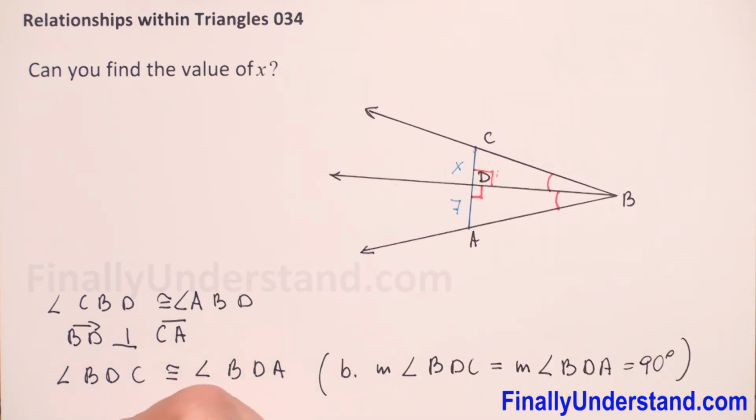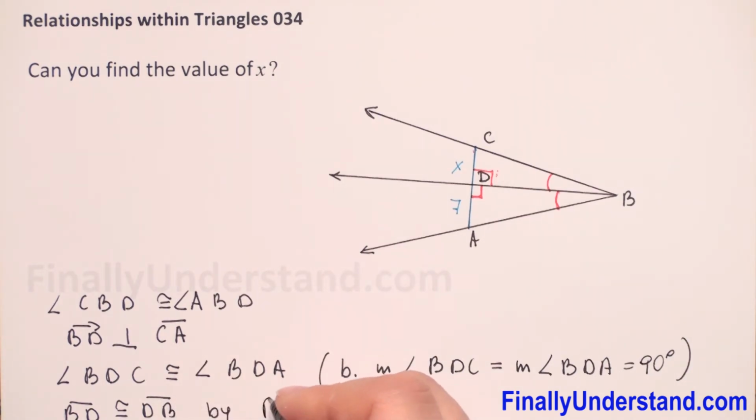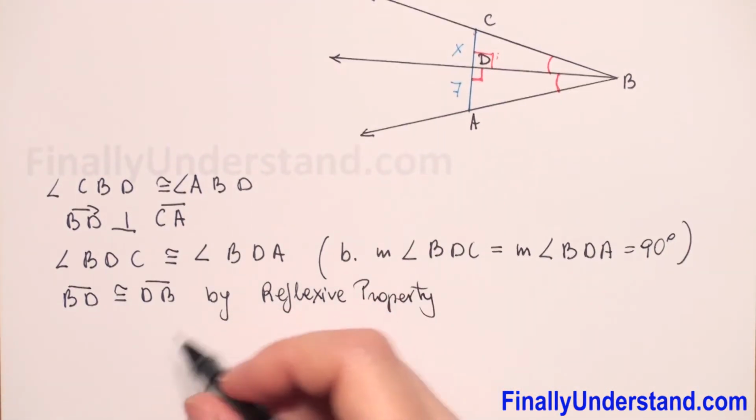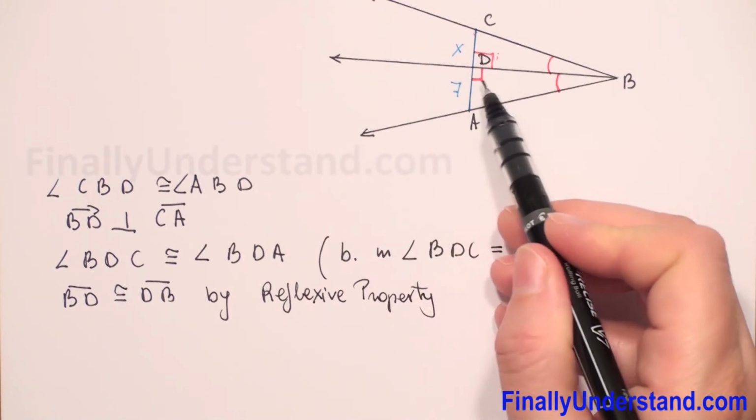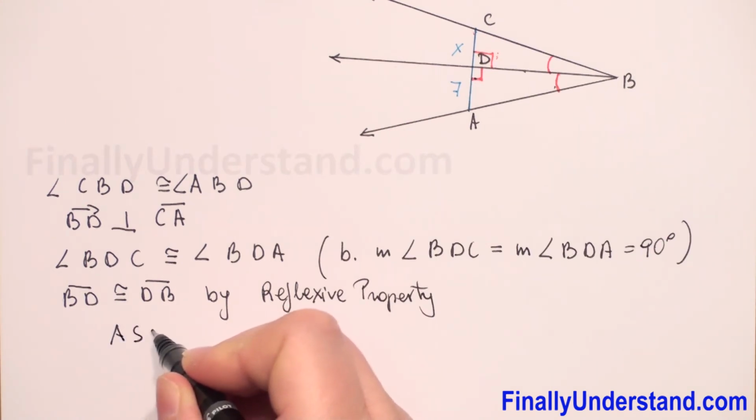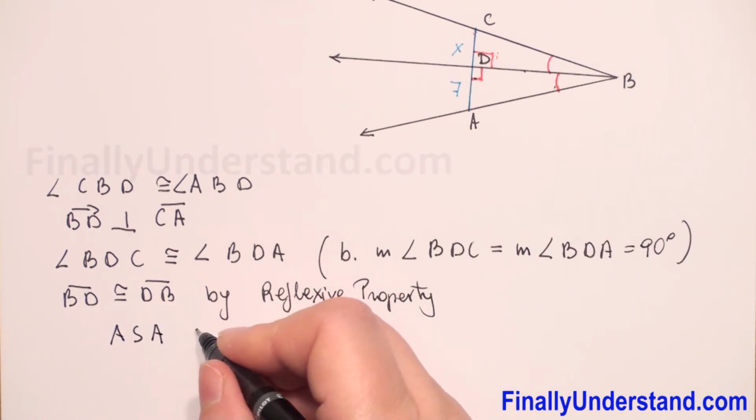What else? We can write that segment BD is congruent to segment DB by the reflexive property. So we can use the angle, side, angle congruence postulate.